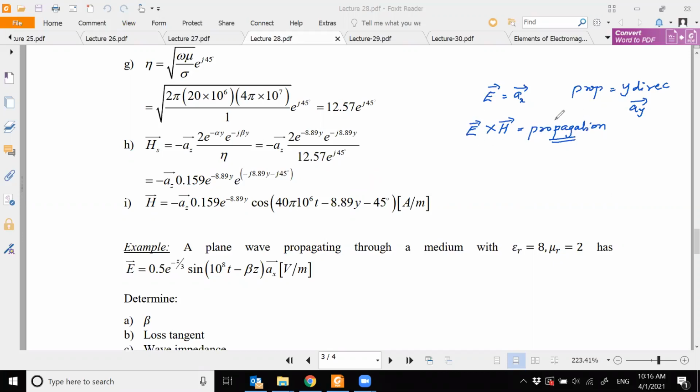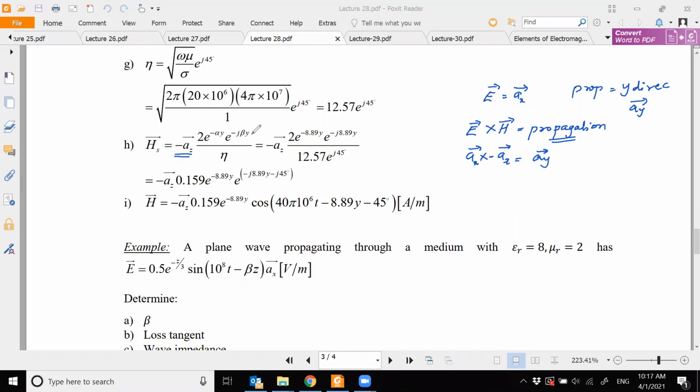So E cross H is the direction of propagation. As Zuhair said, this is AY and this is AX, then definitely this is AZ. Now to find whether it is positive or negative, you need to go for the cross product. So it should be negative. AX cross minus AZ will give you AY. And that's why, if you see here, I have included minus AZ.